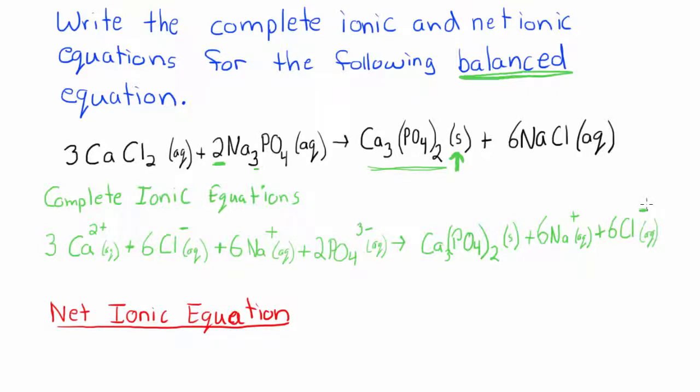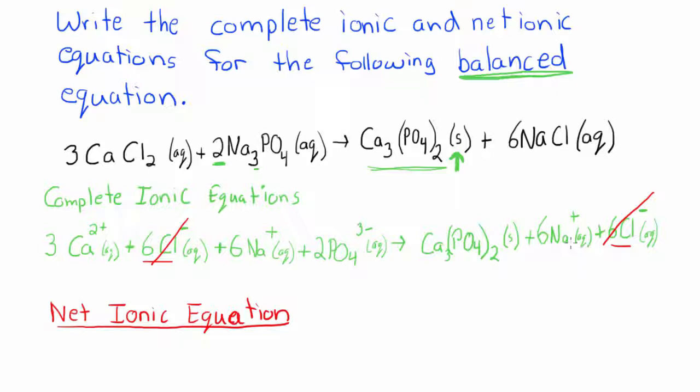So for example, I'll start with the Cl. We've got Cl in our product side. Notice we also have it in our reactant side. So that means chloride was floating around in the beaker before and after the reaction. So that means that it didn't take part in the reaction. So I'm just going to cross that out.